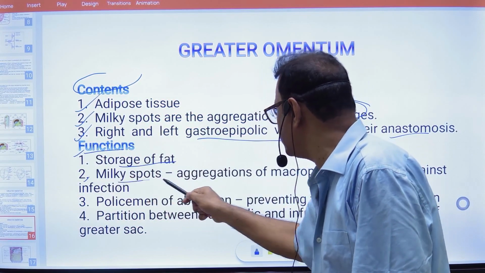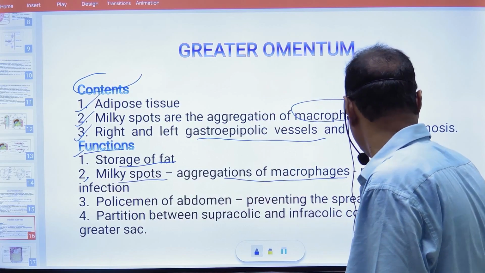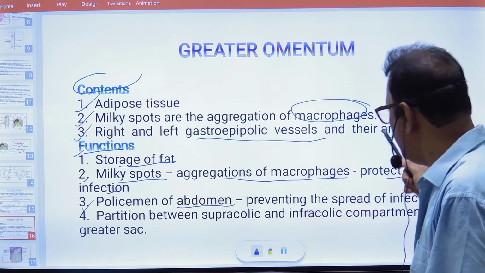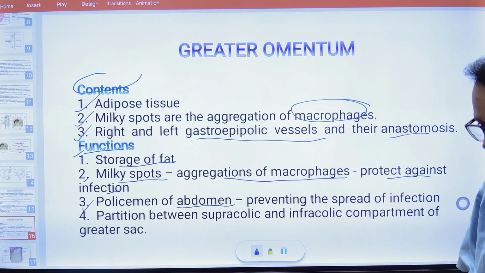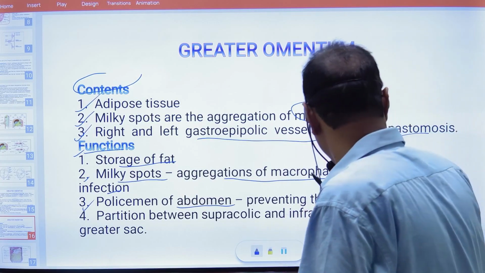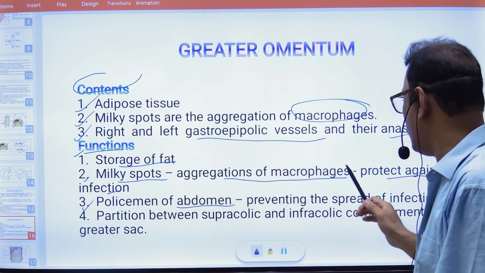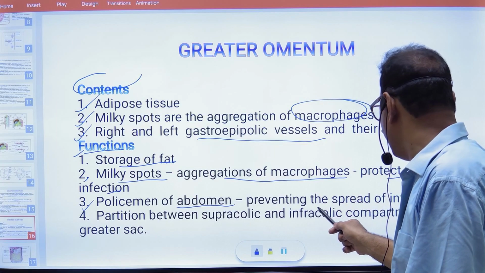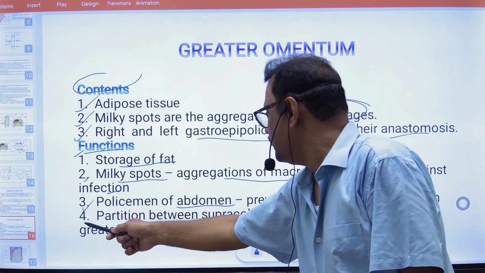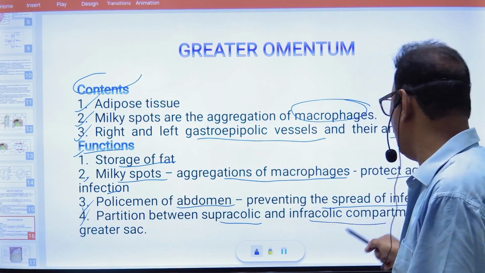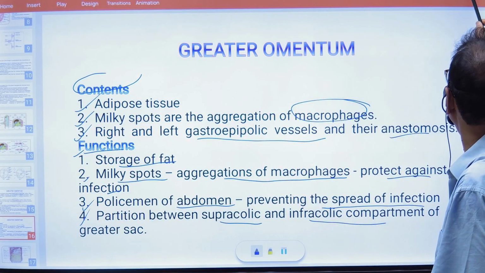It has milky spots with aggregations of macrophages, and it protects against infection. That's why it is also known as the policeman of the abdomen, preventing the spread of infection. It also works as a partition between the supracolic and the infracolic compartments of the greater sac.